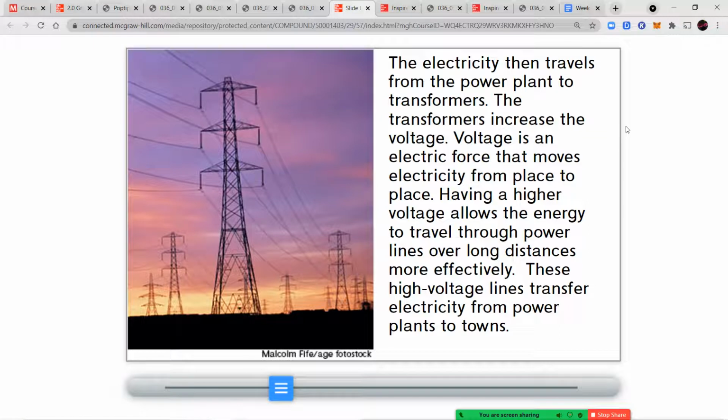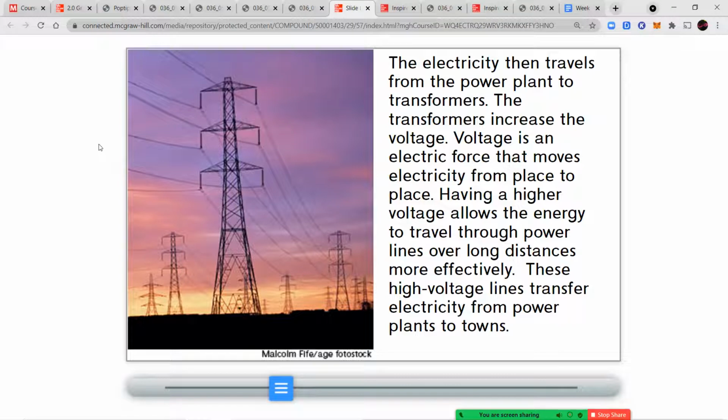Then the electricity travels from the power plant to these transformers that you're seeing over here in the photo. The transformers increase the voltage. The voltage is an electrical force that moves electricity from place to place. Having a higher voltage allows the energy to travel through the power lines over long distances more effectively. These high voltage lines transfer electricity from power plants into different towns.